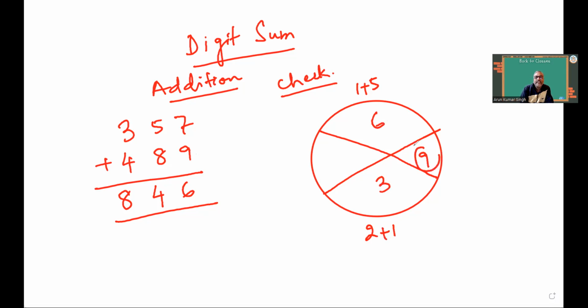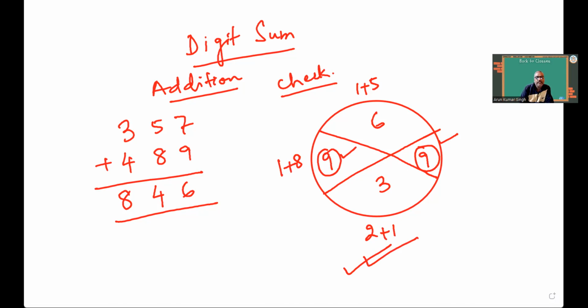So we have to get the answer 9. Now 8 plus 4 plus 6: 8 plus 4 is 12, plus 6 is 18, and 1 plus 8 is 9. You can see that it should come 9 and it is coming 9. So this calculation is right. Let's see one more example.